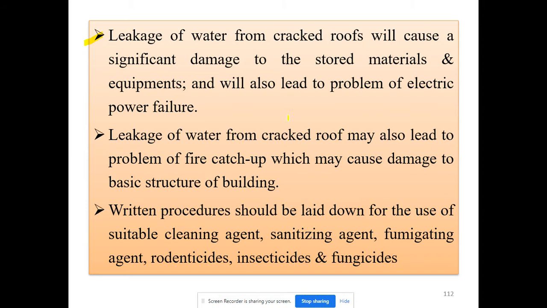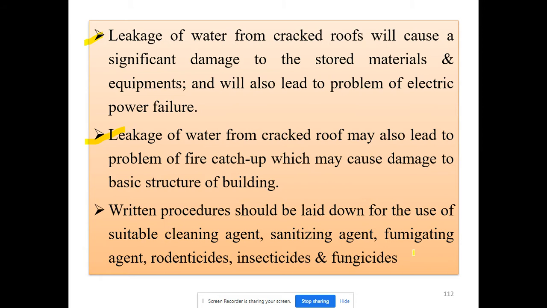If there is any kind of leakage from the ceiling, any water leakage from the roof, then it will hamper the quality of the product. It will significantly damage the stored material and the equipment, and it may also lead to the problem of power failure. Understand student? Next point.